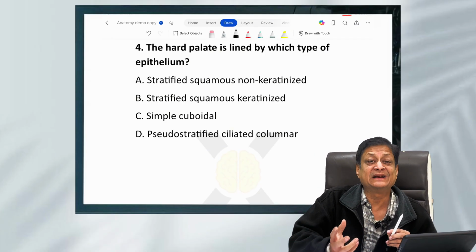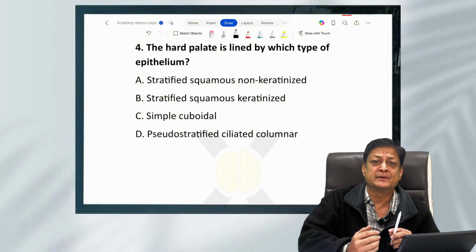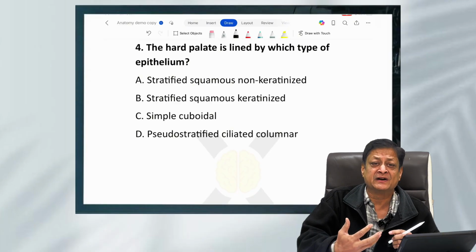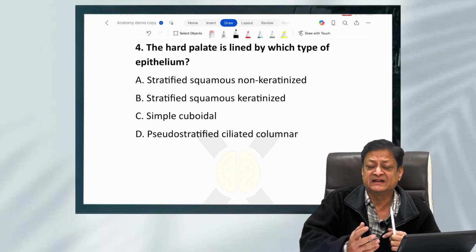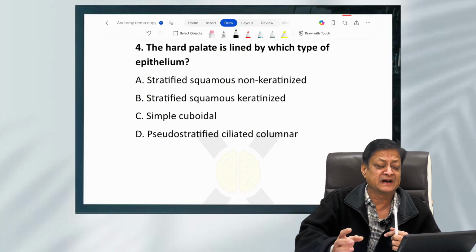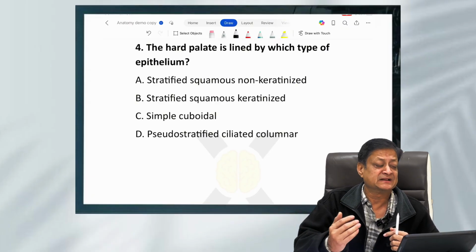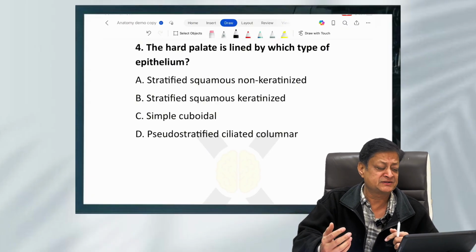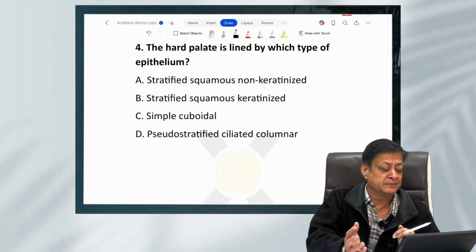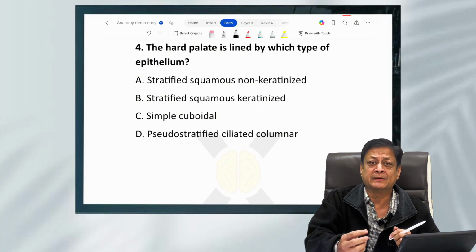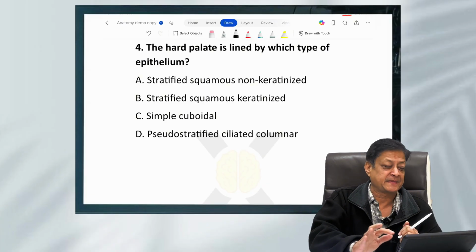The answer is keratinized epithelium, because the hard palate mucosa faces mechanical pressure while masticating hard foods. Hence, it is lined by epithelium just like the skin. The skin is lined by stratified squamous keratinized epithelium. Likewise, the hard palate mucosa is also lined by stratified squamous keratinized epithelium. We know that the simple cuboidal epithelium lines the GI tract, while the pseudo-stratified ciliated epithelium lines the respiratory passage.